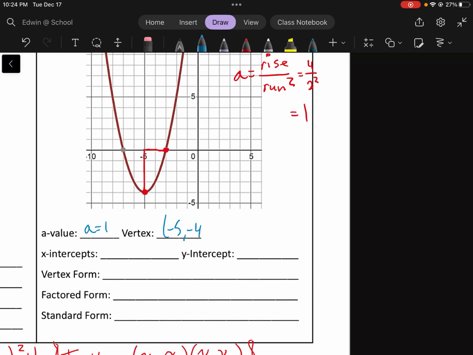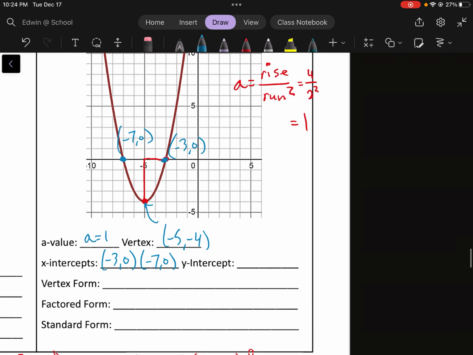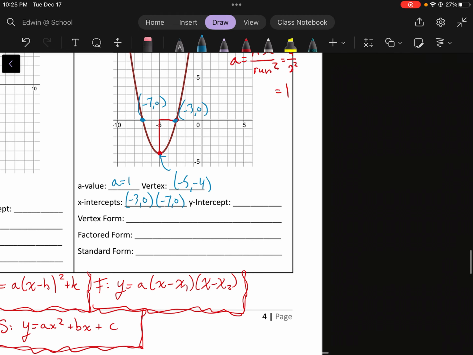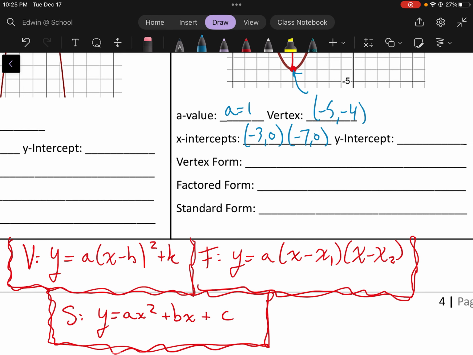Our vertex is just going to be -5, comma, -4, which is right here. Our x-intercepts are going to be -3, comma, 0 and -7, comma, 0. Right here. -7, comma, 0, -3, comma, 0. And our y-intercept, we don't know that yet. Maybe we'll figure it out with our forms. And the way that we figure out how to write our equation in different forms is we just use each open-ended equation.